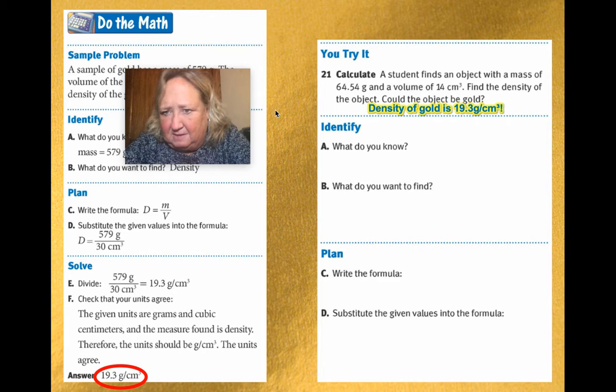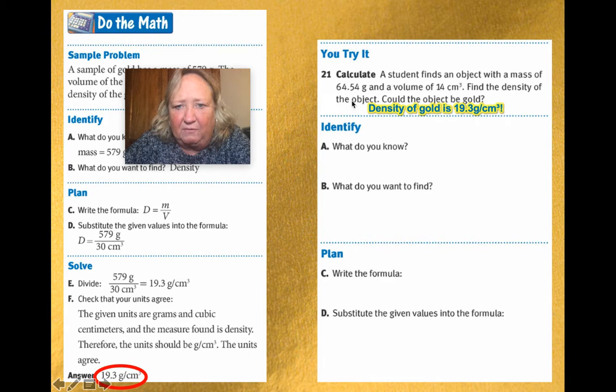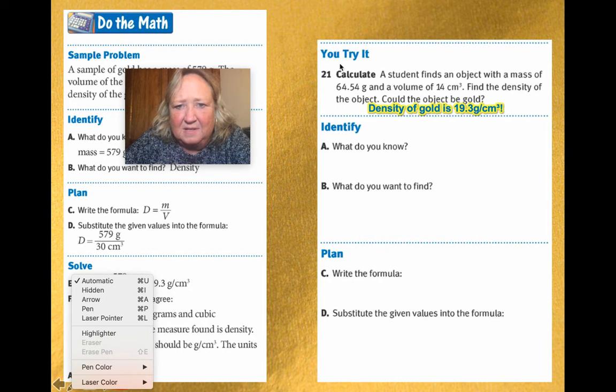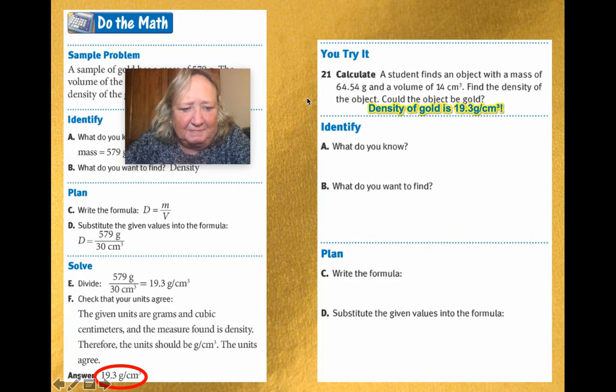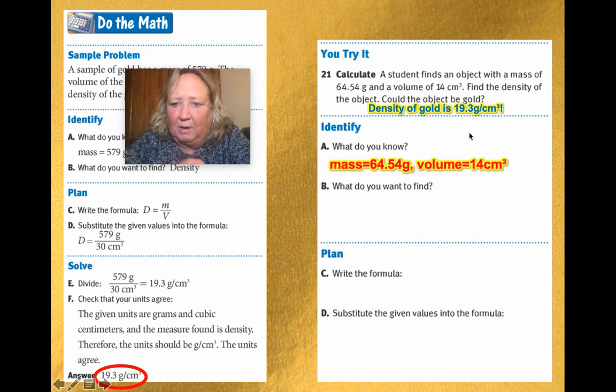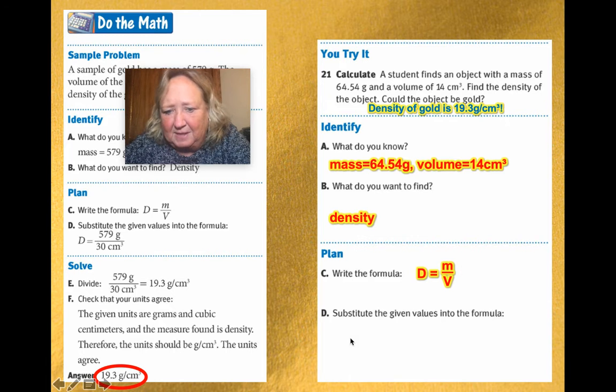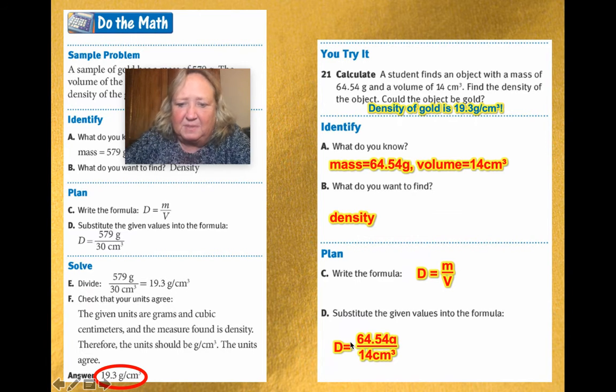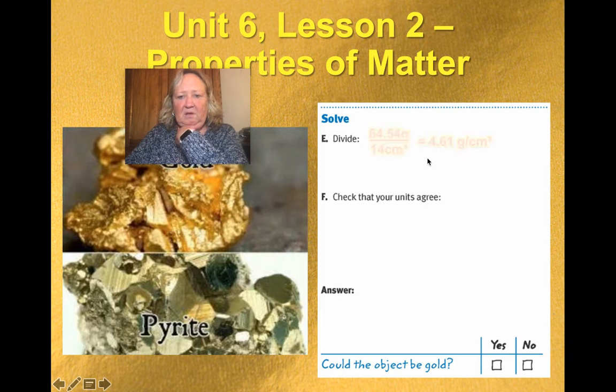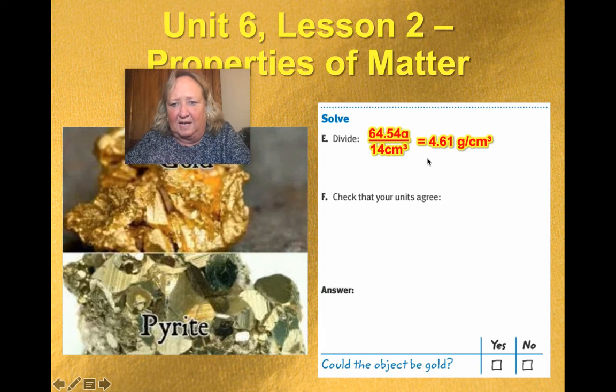So you find this object and you get its mass, 64.5, and a volume of 14. So we need to find the density. So what do we know? Well, we know the mass and we know the volume. We want to find the density. So you would write it down, density equals mass over volume, and substitute those in. So you would do the math like we did on the IXL, and you get 4.61.